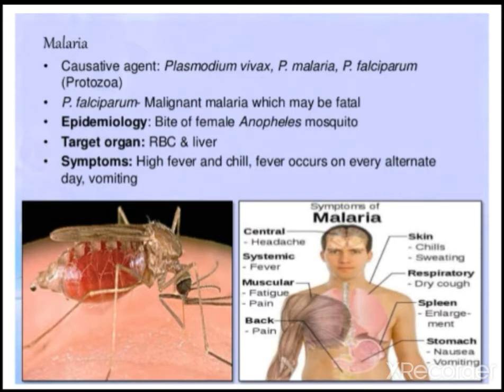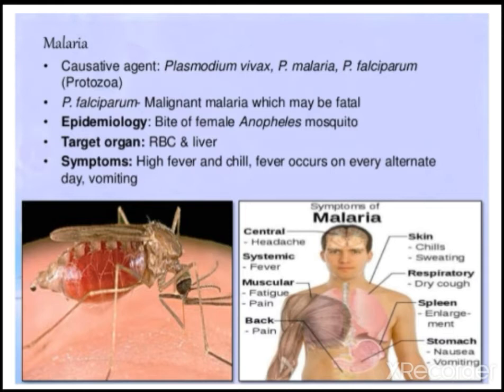So what does the male do? The males do not depend upon human blood. They depend upon plant sap. That's why the male Anopheles mosquito does not spread malaria. Only the female spreads it, because she lives upon the blood of human beings. The target organs in human beings are mainly RBC and liver.